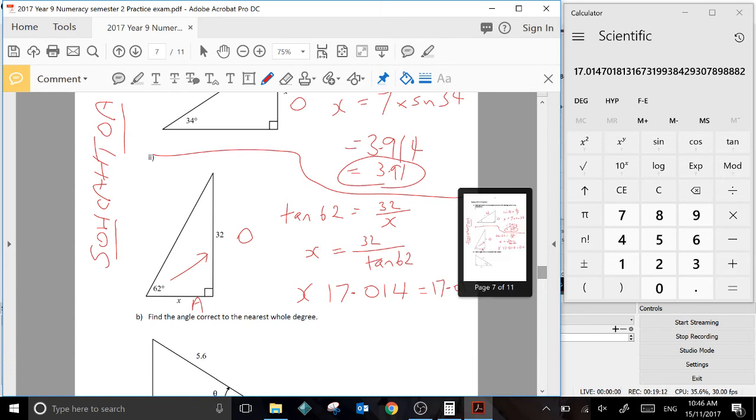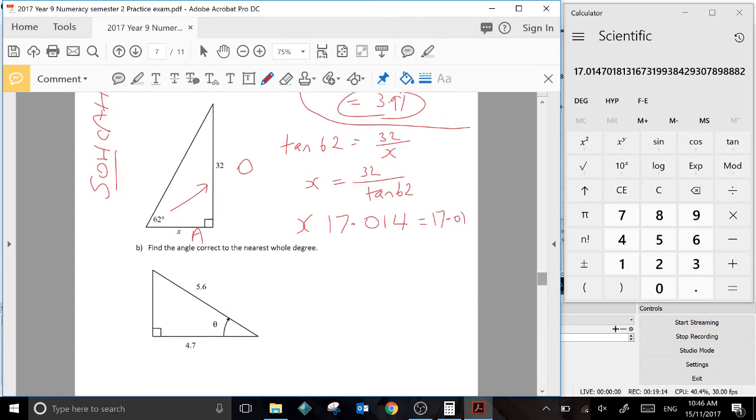Last one. This one is asking us to find the angle. So again, let's work out which relationship we're working with here. We're working with the hypotenuse here and the adjacent here. That's going to be a cos question. So we're going to have cos of my unknown angle theta is going to equal adjacent over hypotenuse all the time. So it's going to be 4.7 divided by 5.6.